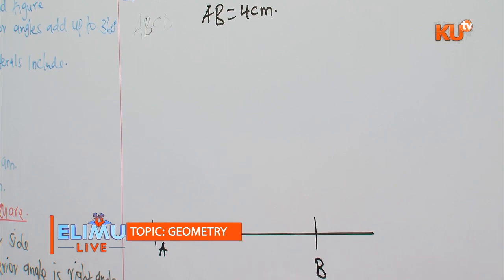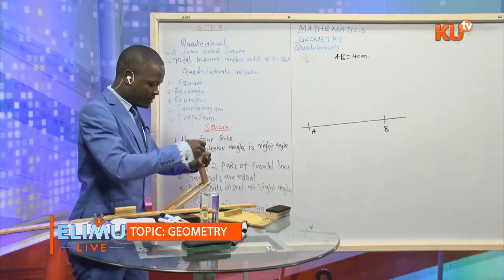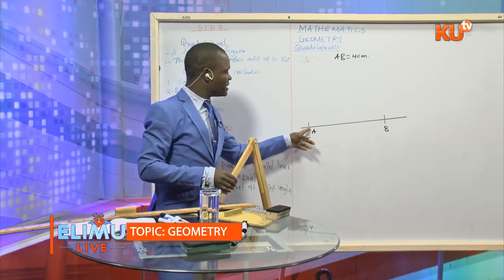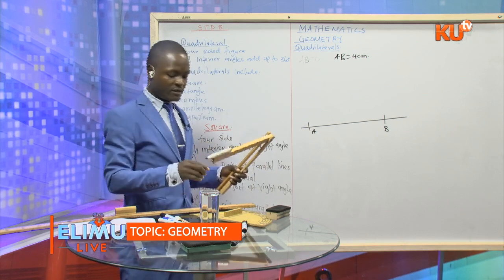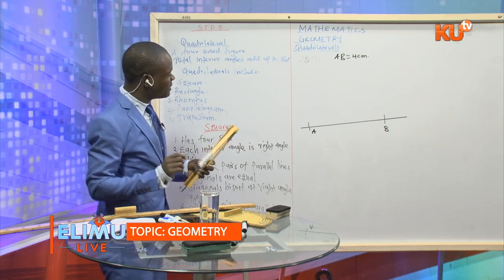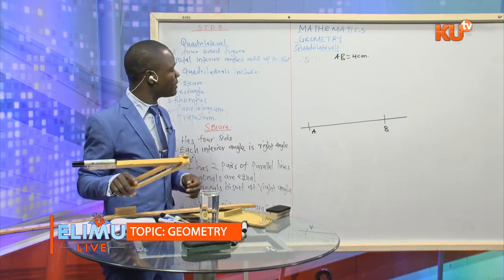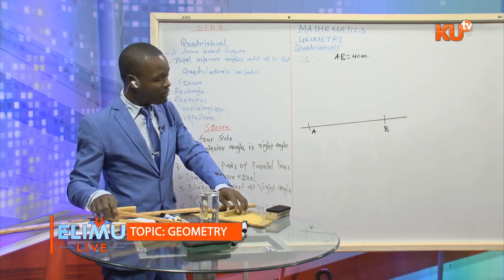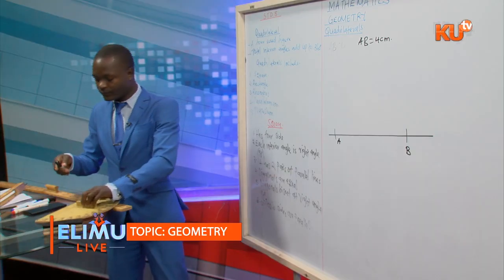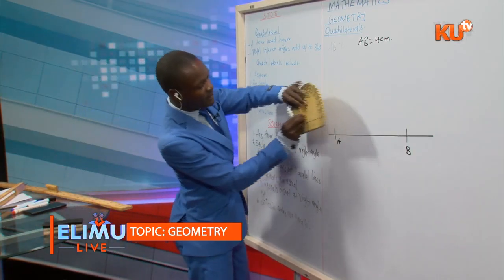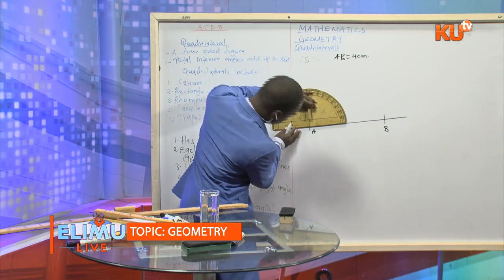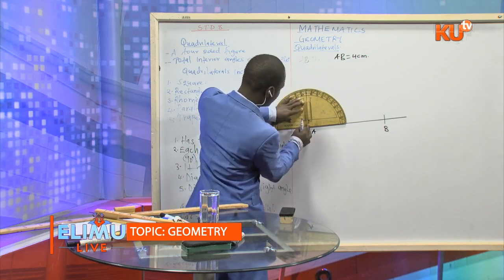Now, you know very well that a square has got all sides equal, and each angle is 90 degrees. So we can construct an angle of 90 degrees without using the protractor, or we can also draw that angle when you use the protractor. So let me just use protractor here. So we measure 90 degrees. So 90 degrees is at this point.